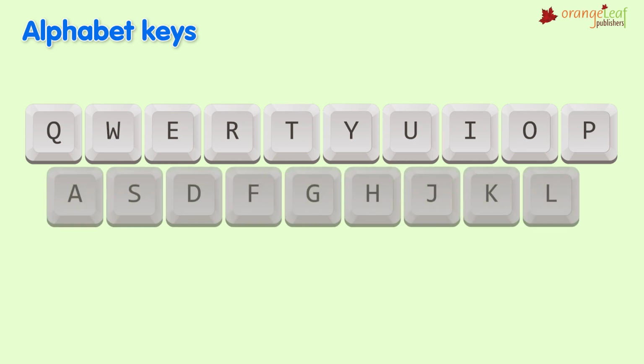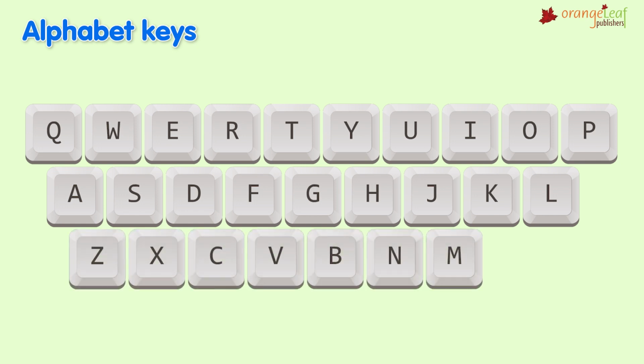The second row has 9 letters. A, S, D, F, G, H, J, K, L. And the third row has 7 letters. Z, X, C, V, B, N, M.